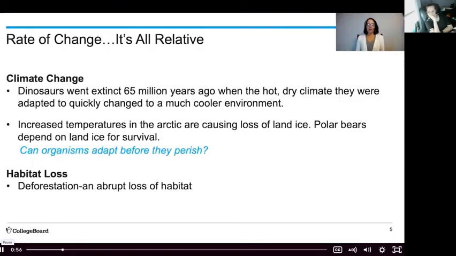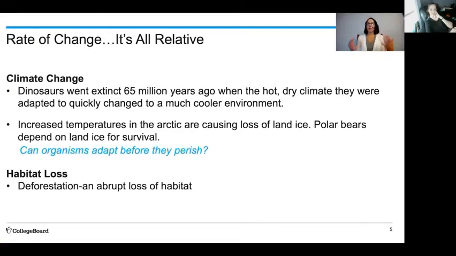The rate of change, when we talk about this process of change and these disruptions happening over different timescales, we have to put it in context as to what that time scale is. For example, you may know that dinosaurs went extinct 65 million years ago when an asteroid struck the surface of the Earth, and the hot, dry climate that they were well adapted to quickly changed to a much cooler climate. Well, quickly is still over thousands of years, but when I look at that on a span of 65 million years ago, it was really just a snap in time.